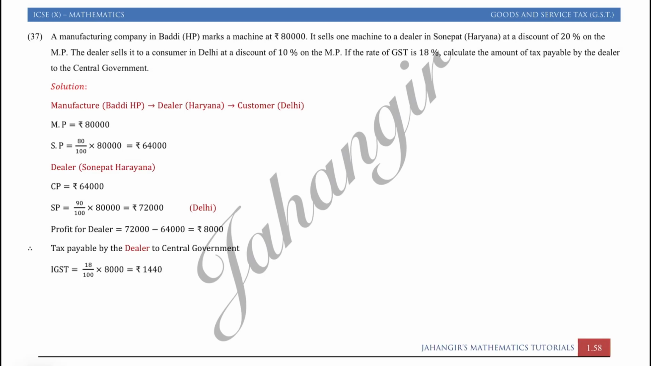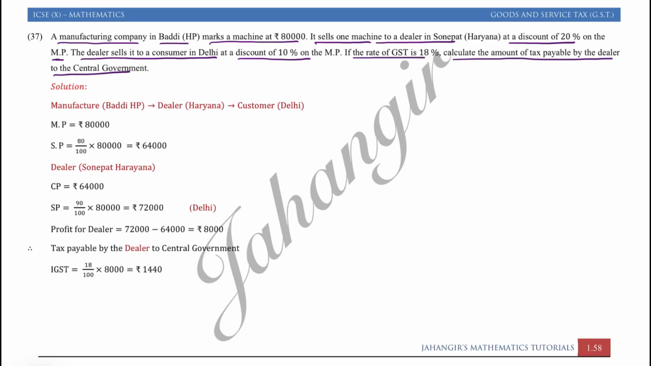Question 37. A manufacturing company in Baddi, Himachal Pradesh marks a machine at rupees 80,000. He sells one machine to a dealer in Sonipat at a discount of 20% on the mark price (MP). The dealer sells it to a consumer in Delhi at a discount of 10% on MP. If the rate of GST is 18%, calculate the amount of tax payable to the central government.